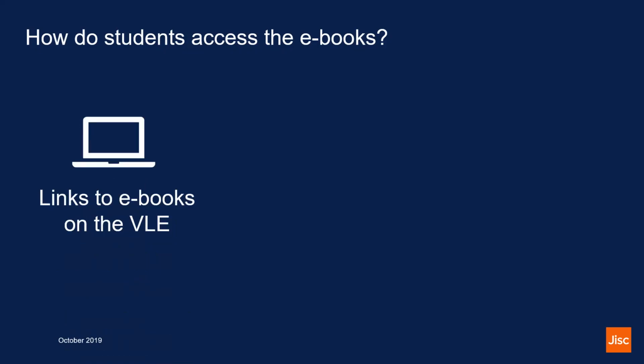So first is links to ebooks on the VLE. Most libraries will link the ebooks on the VLE. This tends to be the most popular way that students can access ebooks. It is really effective because it means that the books are easy to discover and students only need to go to one source to access all necessary information for their course.